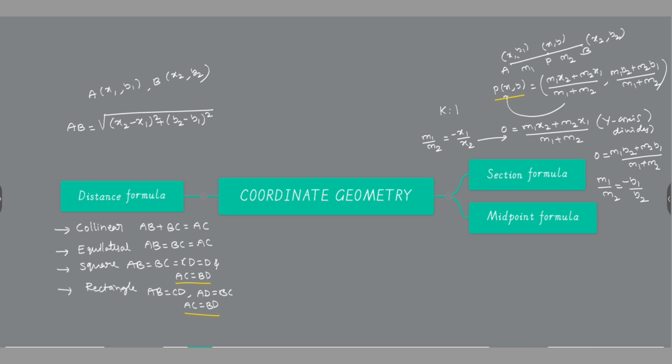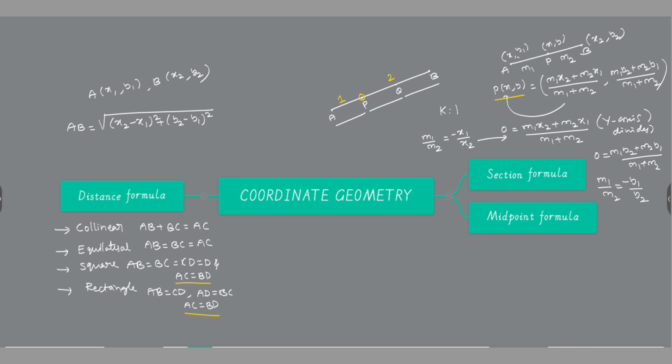About section formula, one more important concept here: points of trisection. What are points of trisection? Whenever points of trisection come, a line segment will be divided into three equal parts. When you want to find out P, the ratio will not be given in this case. The ratio should be taken 1 is to 2, because after P we have PB as 2 parts, AP as 1 part.